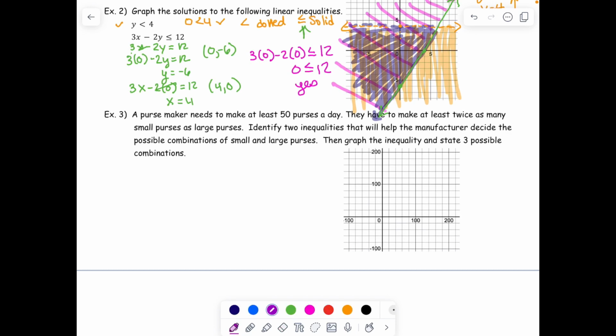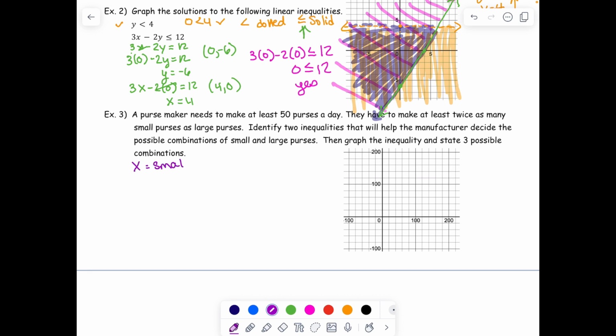Okay, so sorry it cut off before I did the last problem. So a purse maker needs to make at least 50 purses a day, okay? And they have to make at least twice as many small purses as large purses. So now we're going to have to get two inequalities out of this and then pick some points that would be in the solution. But here's the deal. What are we talking about?